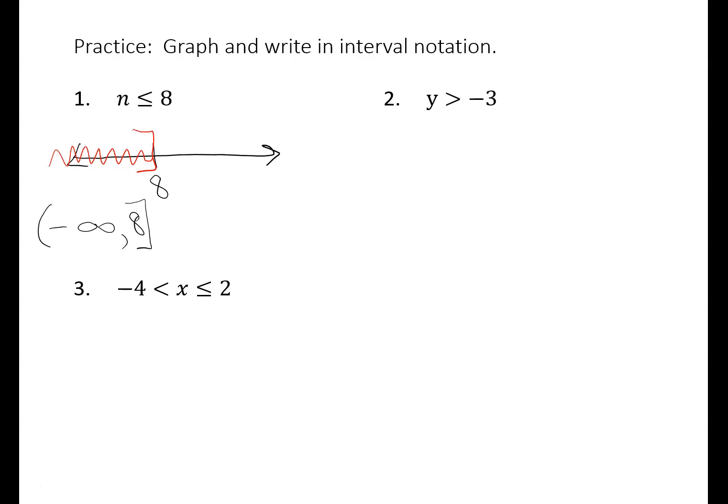Go ahead and try number 2. See if you can do both the graph and the interval notation.